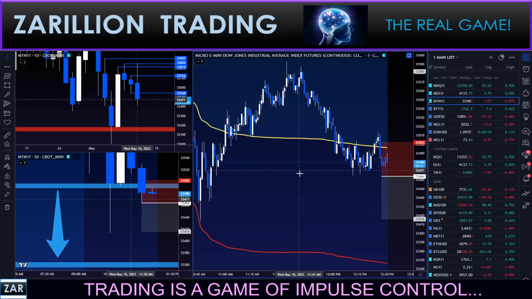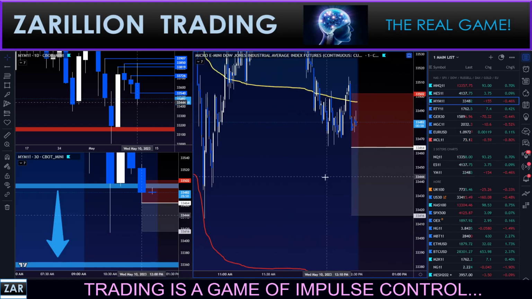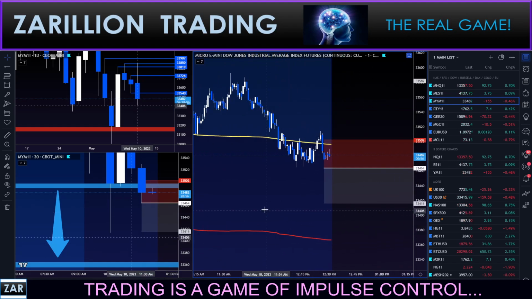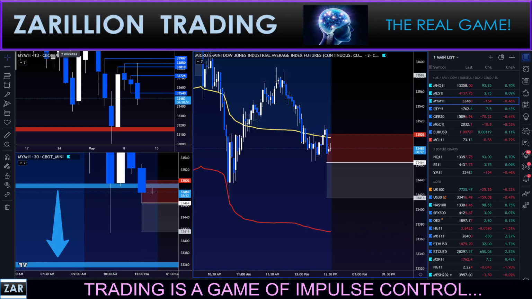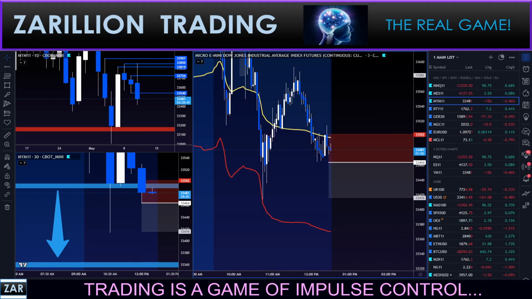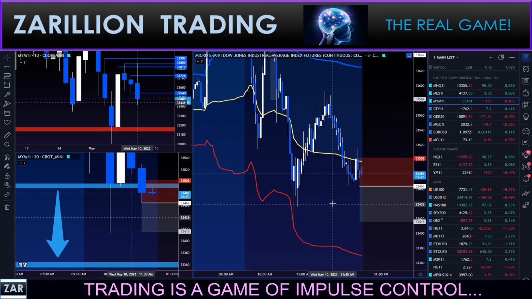Just going to shift this over so it can be seen very clearly on the 1 minute chart. Let's take a look at the 2 minute cleaner and the 3 minute cleaner.